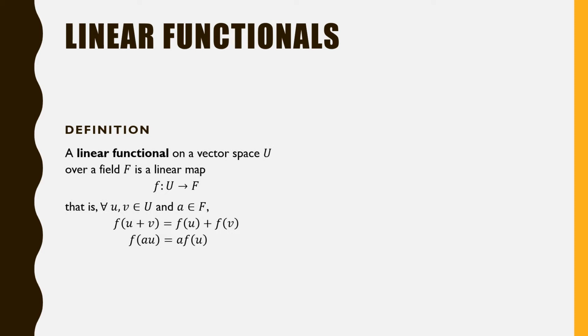A linear functional on a vector space U, where U has the field of scalars F, is a linear map from that vector space U to its field of scalars F. So the domain has to be the vector space U, and the codomain is the field of scalars F. Because it's linear, this means that the function will preserve both vector addition and scalar multiplication. That's what these two properties are here.